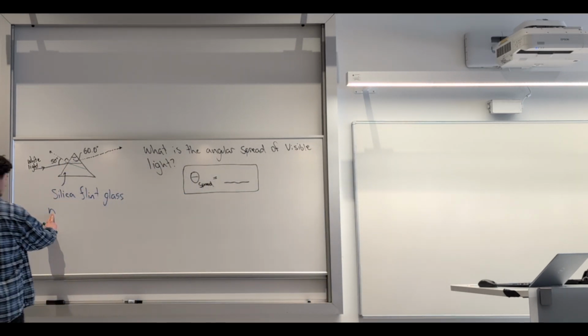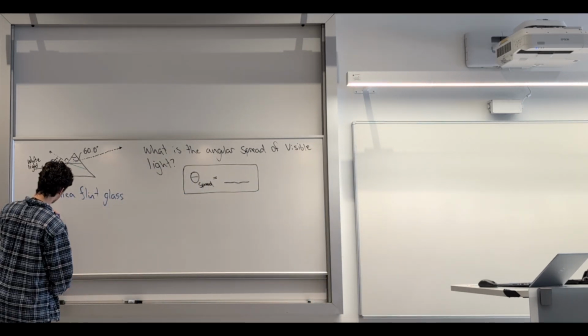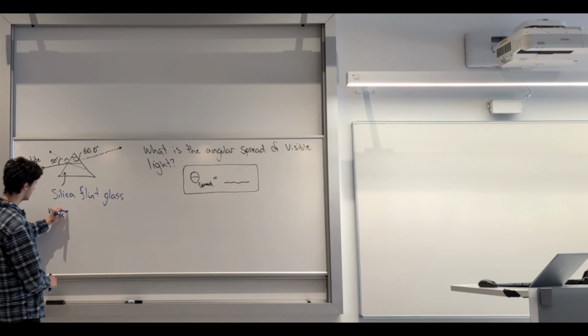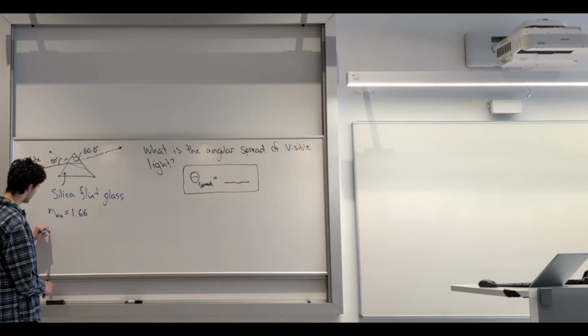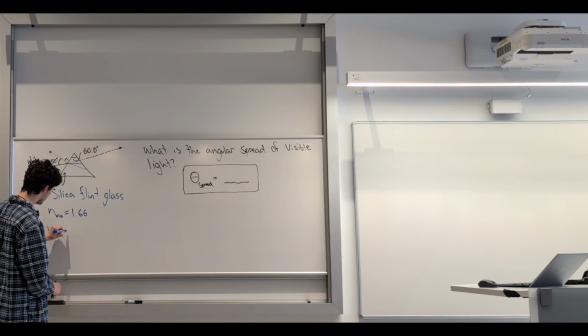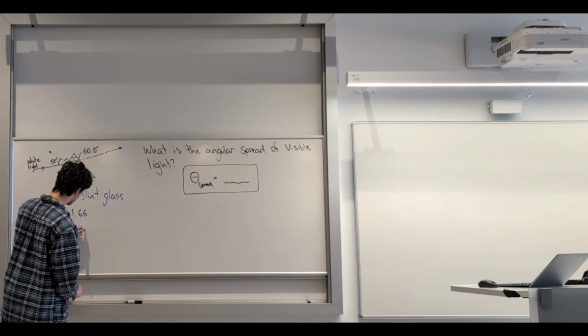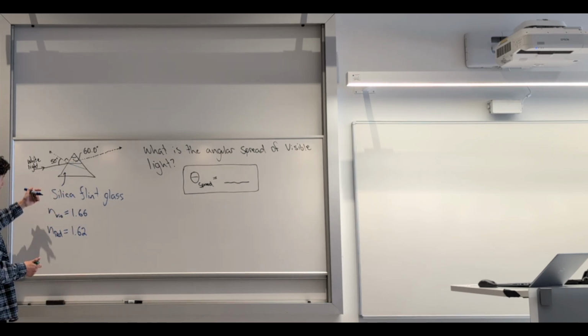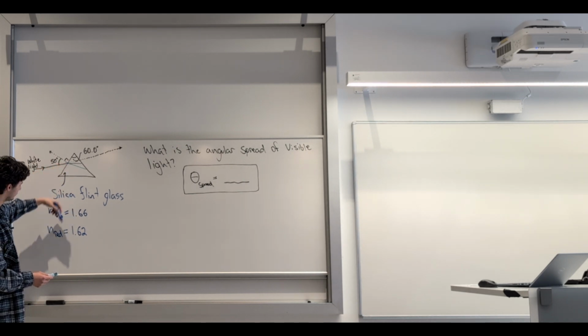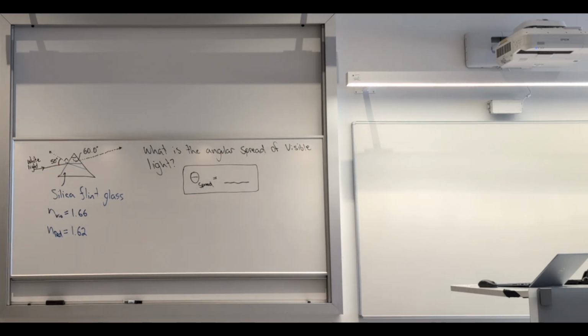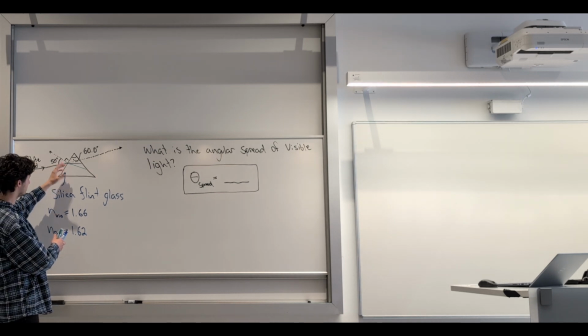So I'll write lowercase n, index of refraction, subscript vio for violet, 1.66. And we have another one, index of refraction for red light, 1.62. I'm not sure which one is which. Maybe the blue here is the violet ray and the green here is the red ray. We'll see. Apologies for not having the proper colors here. But anyway, this is what happens theoretically.